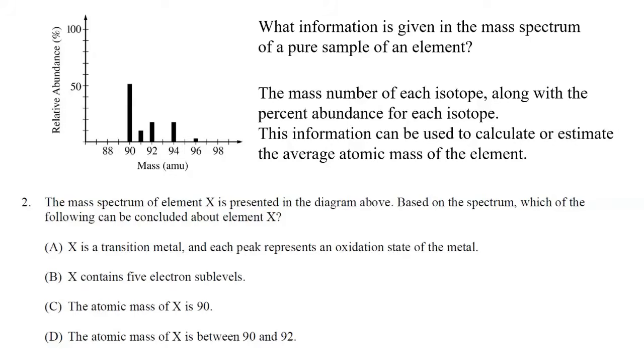But there's no information that will be helpful about the oxidation state of the metal. So choice A talks about the oxidation state. That's not the correct answer. Choice B talks about electron sublevels. We don't get that kind of information about electron sublevels from a mass spectrum. So I've narrowed down the choices to either C or D, which both talk about the atomic mass of this element.